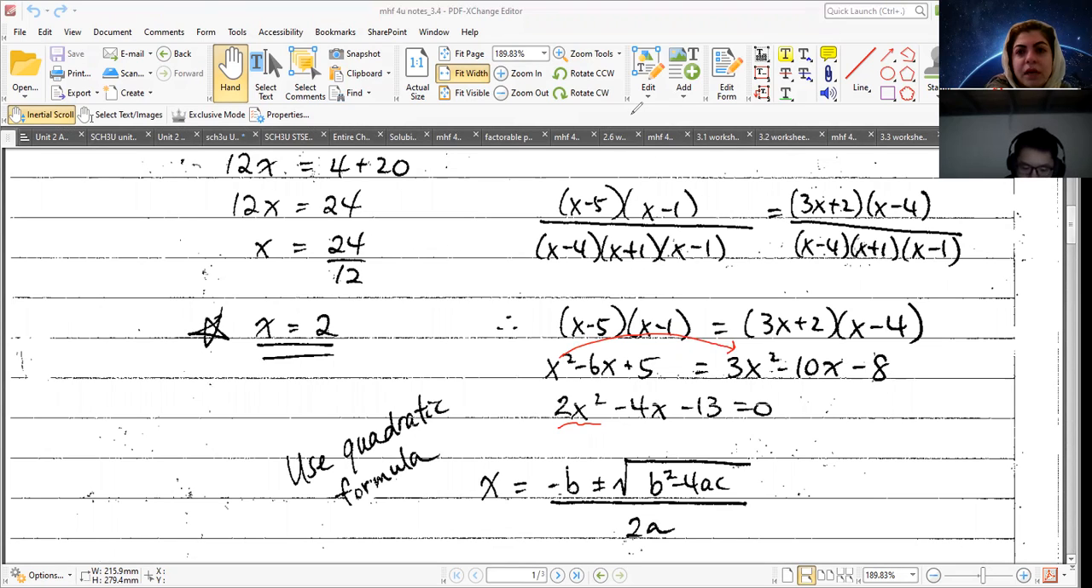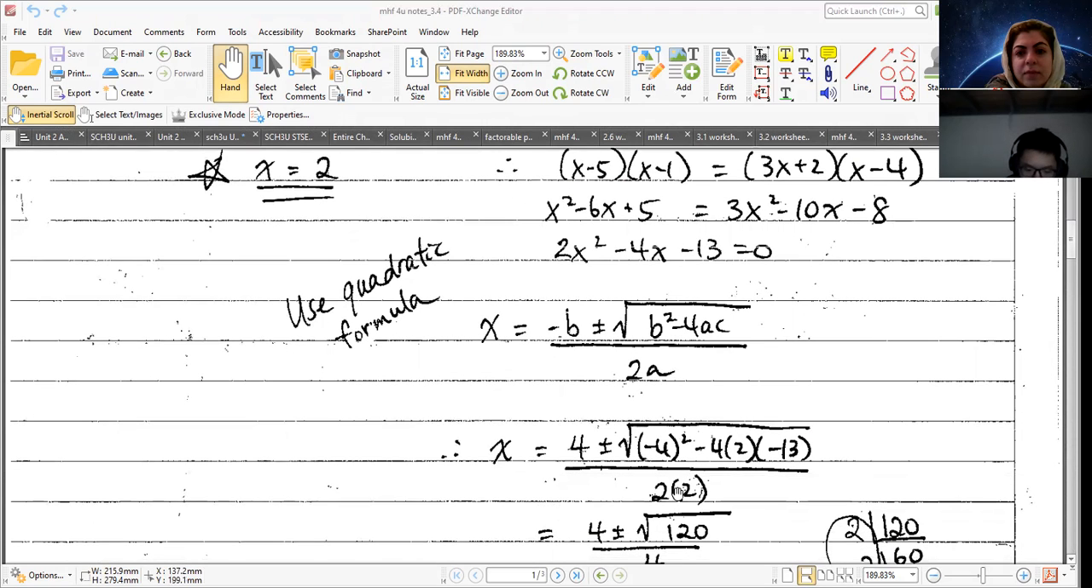And I hope you remember how we do the quadratic formula, right? Just to remind you, this is A, this is B, this is C. This is the quadratic formula. For B, you have what? Negative 4, so it is 4 here. B power 2 is negative 4 power 2, right? 4AC, your A is 2. 4 multiplied by 2, C is negative 13. So you have it here, divided by 2A, A again is 2.